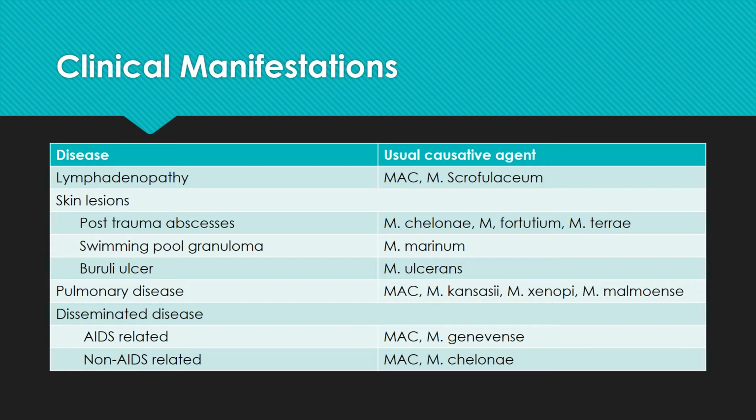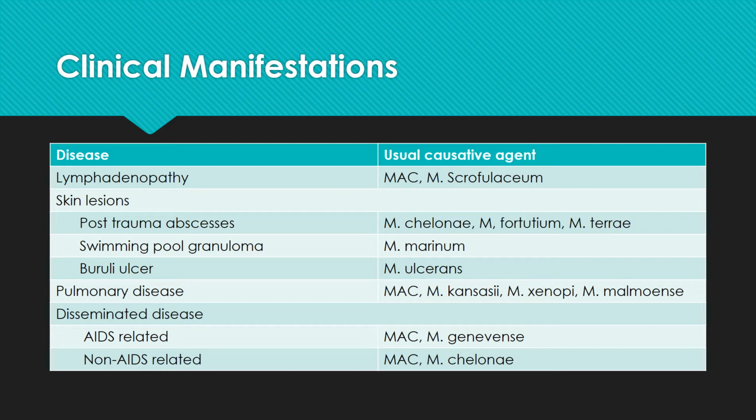Let's talk about the clinical manifestations. So here is the list of diseases that can be caused by the non-tuberculous mycobacteria. First we will talk about lymphadenopathy, which can be caused by the Mycobacterium avium intracellulare complex, that is MAC, and Mycobacterium scrofulaceum. Among the skin lesions, the first is post-trauma abscess, which can be caused by Mycobacterium chelonae. Then the swimming pool granuloma, also called the fish tank granuloma, which can be caused by Mycobacterium marinum. Then the Buruli ulcer, which can be caused by Mycobacterium ulcerans.